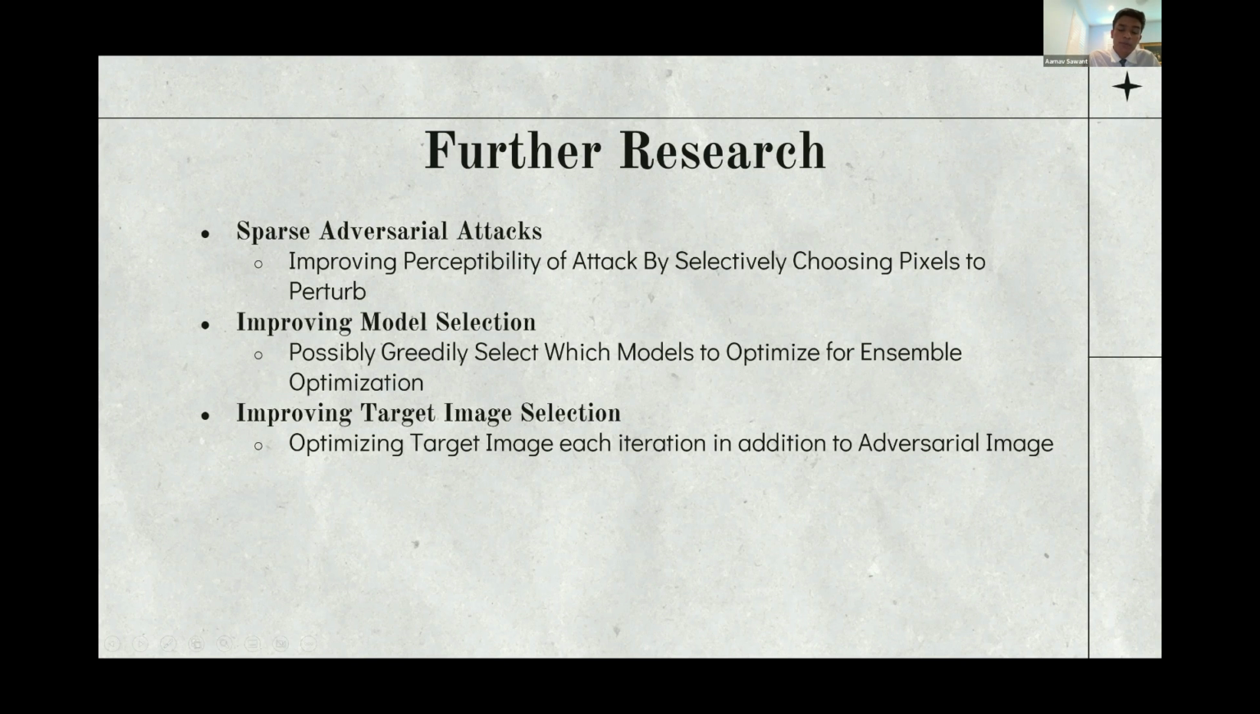The next thing is improving model selection. Currently we are randomly selecting a set of n models in each ensemble optimization step. We feel that by adding a greedy algorithm or ways to better select models, that could help increase the performance. And the third thing is improving the target image selection. Currently for all our experiments, we use a black image as a target image so as to eliminate any chance it resembles a similar image in the data set. But we feel by further optimizing the target image, in addition to the adversarial image, we can improve our performance.